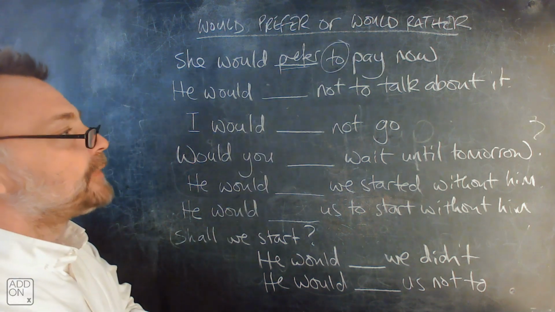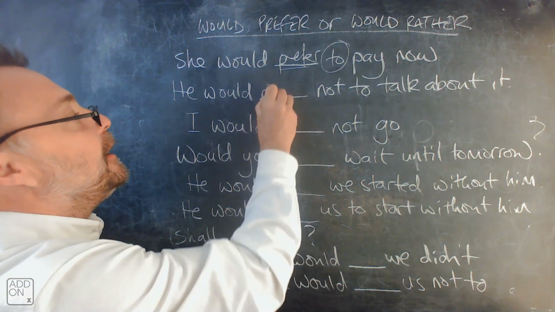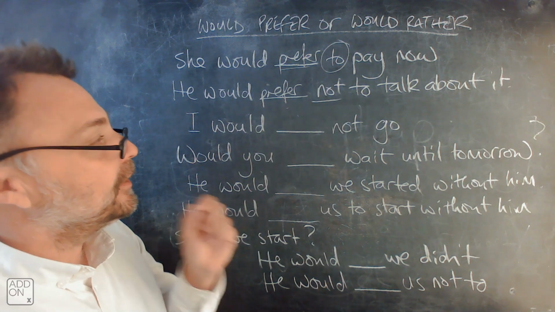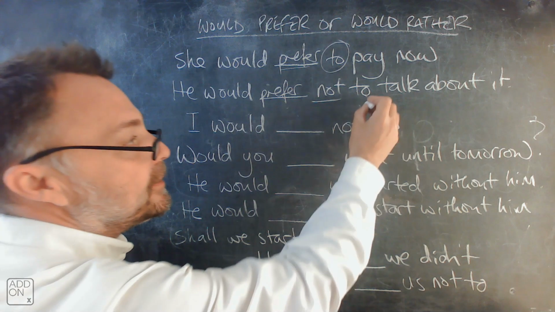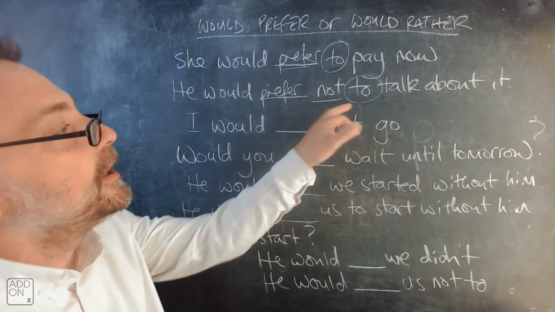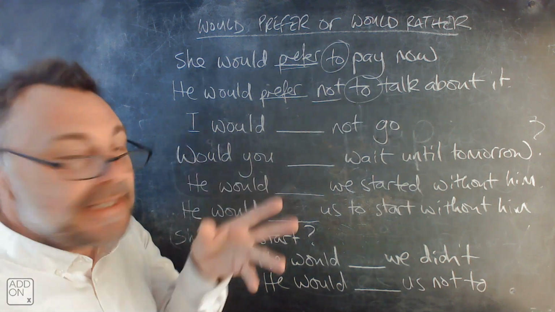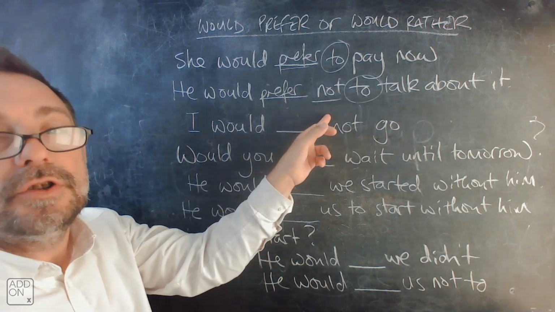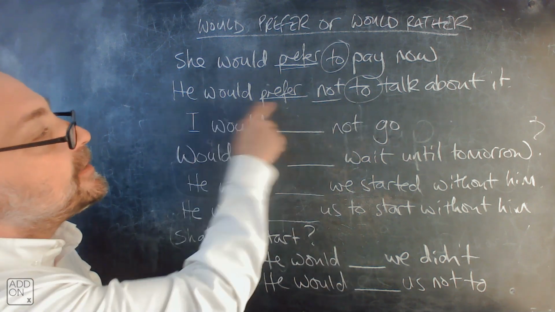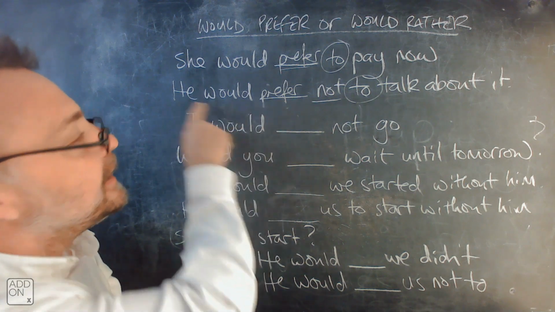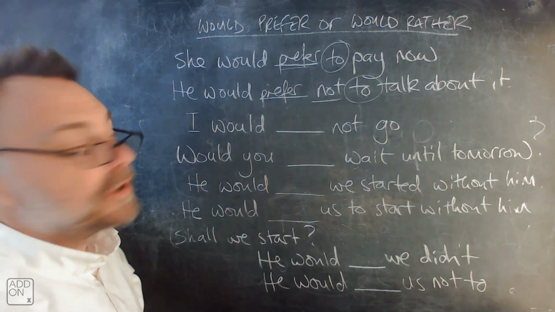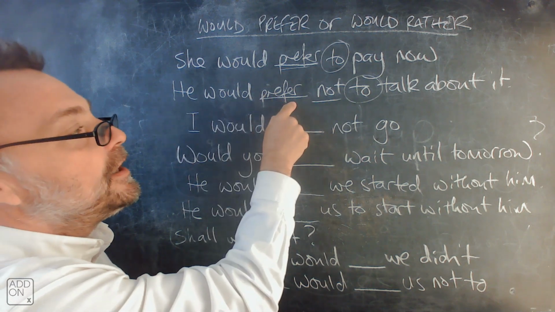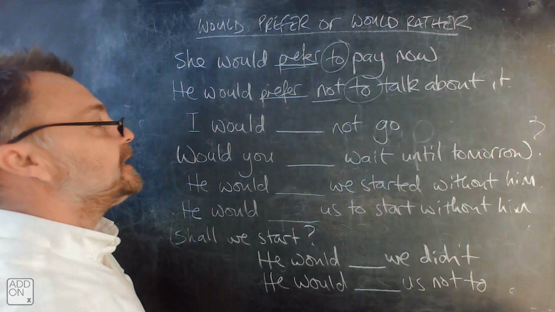The second one. He would prefer not to talk about it. Okay, in this one we use prefer because look, we have the infinitive of the verb. We have the to. But this time it's negative. And when you make a negative of an infinitive, you use not. So he is the subject of the preference. He is the subject of the talk. So we use the infinitive with prefer. He would prefer not to talk about it.